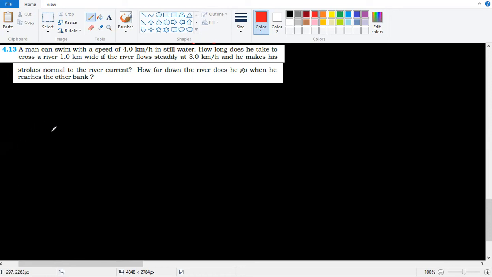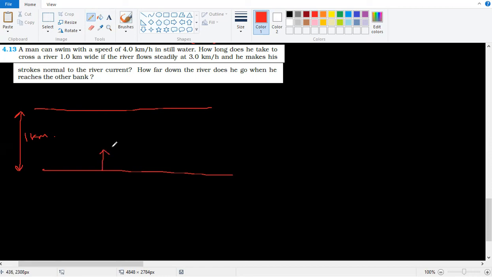This also we already discussed, but you will get many questions based on this river problem. A man can swim with a speed of 4 km per hour in still water. How long does he take to cross a river 1 kilometer wide? So that means there is a river like this, which is 1 kilometer wide, and he can swim across the river at the speed in still water, meaning there is no other current. So in that case he can swim at 4 kilometers per hour. So the velocity of the man is equal to 4 kilometers per hour.